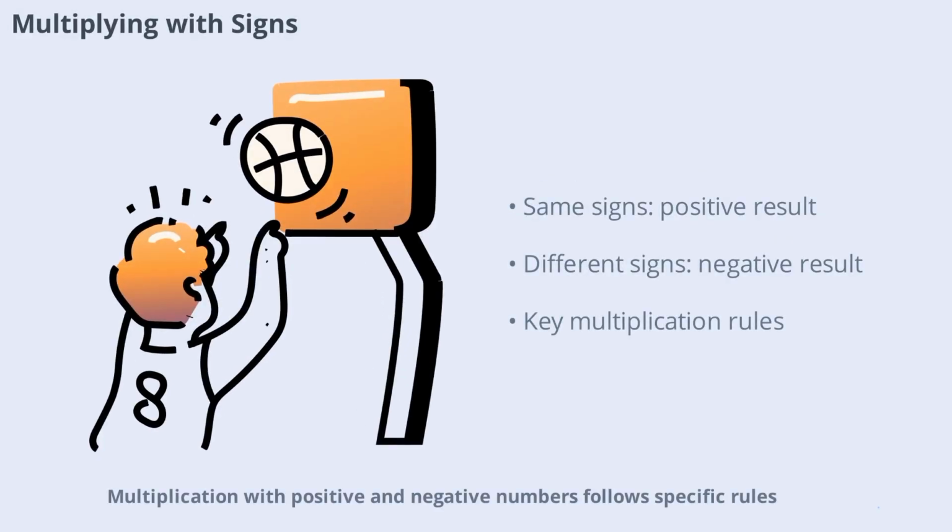Multiplication with positive and negative numbers follows specific rules. When you multiply two numbers with the same sign, the result is positive. For example, +3 times +2 equals +6 and -3 times -2 equals +6. But if you multiply numbers with different signs, the result is negative. +3 times -2 equals -6. These rules help us predict outcomes and solve equations accurately.